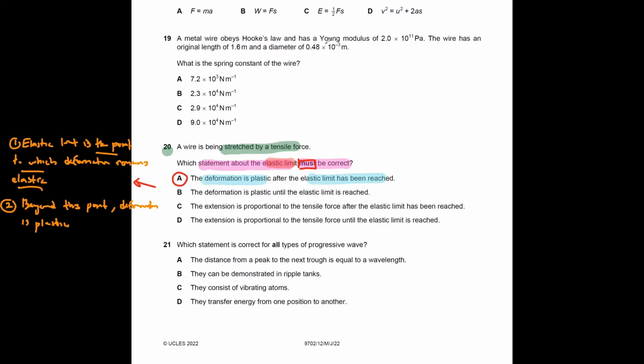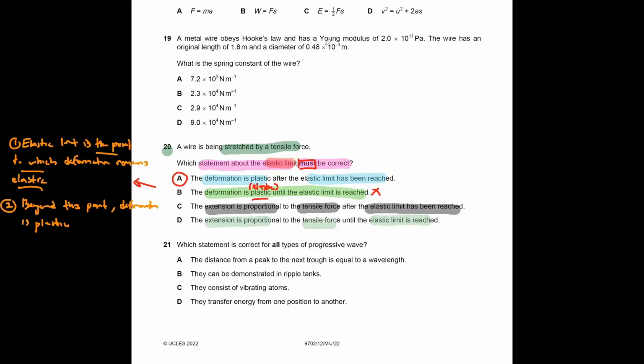Then after that, you look at the second answer choice. The deformation is plastic until the elastic limit is reached. This is actually wrong. It should have been the deformation is elastic until the elastic limit is reached. Then you double check with answer choices C and D. Answer choice C is saying that the extension is proportional to the tensile force after the elastic limit has been reached. And in D, they mention the extension is proportional to the tensile force until elastic limit is reached.